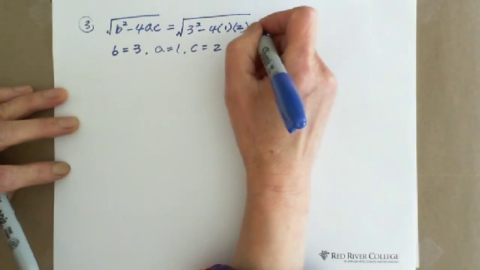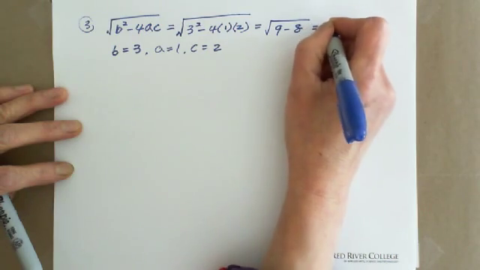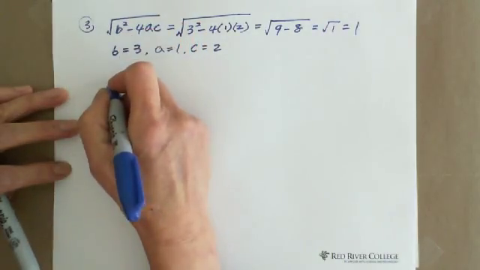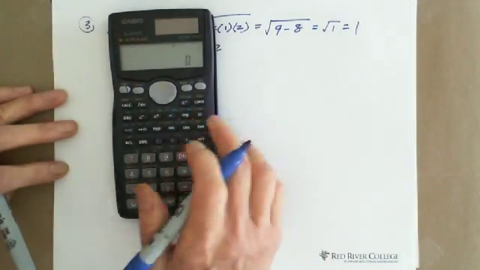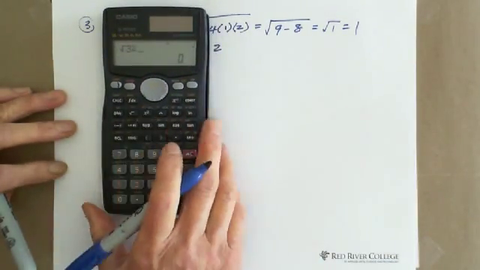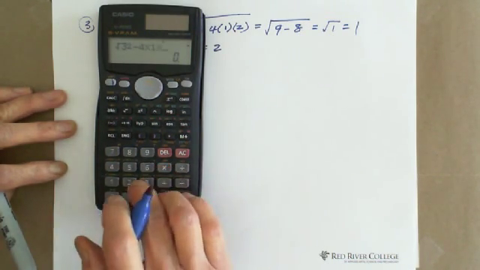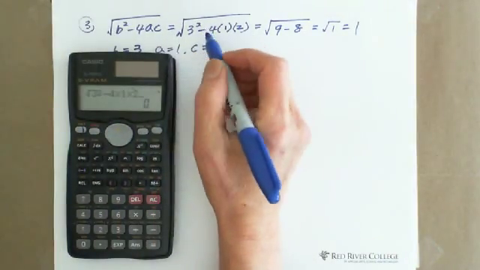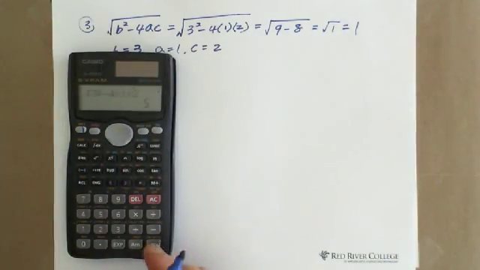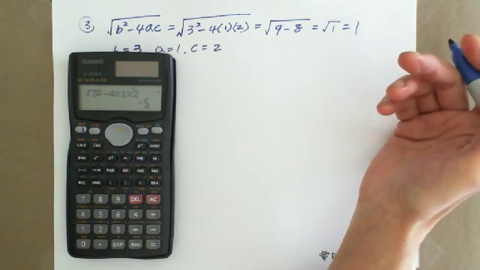If we calculate manually by hand, we get 9 minus 8 equals square root of 1 equals 1. But using the calculator, you put the square root first, then 3 squared minus 4 times 1 times 2, right? Obviously you should get 1, but the calculator gives you -5, which is ridiculous, right?